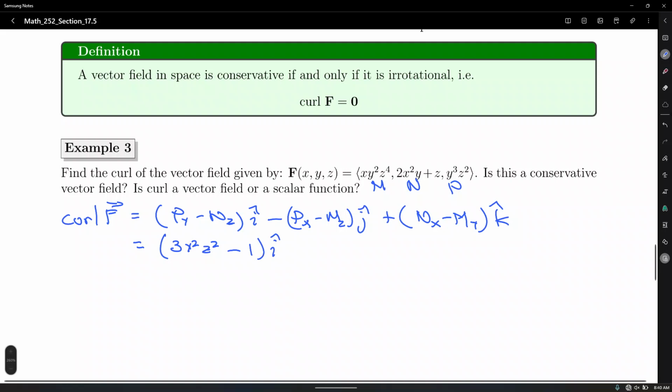Okay, so just by computing the first component, is this vector field conservative? No. Is it irrotational? No, it's going to cause rotation, right? Because it's not 0. Okay, let's compute the other two. Minus p with respect to x, that is 0, minus m with respect to z, that's 4xy squared z cubed in the direction of j, plus n with respect to x, that is 4xy, minus m with respect to y, that is 2xyz to the fourth in the direction of k. So no, it's not conservative.